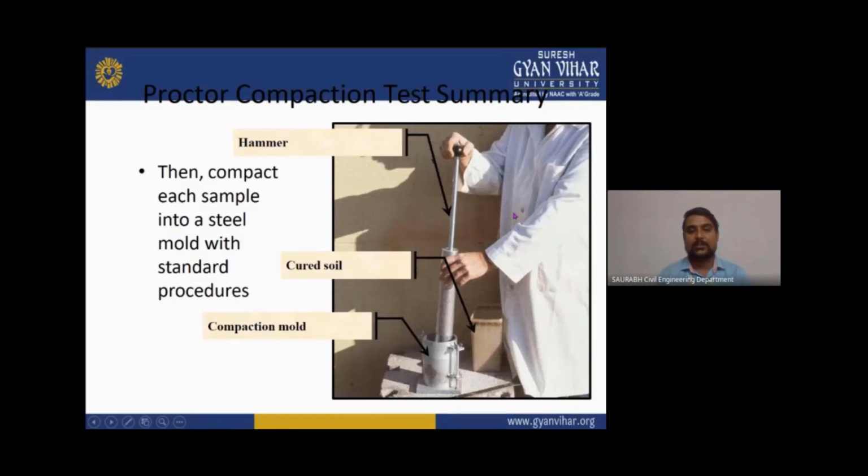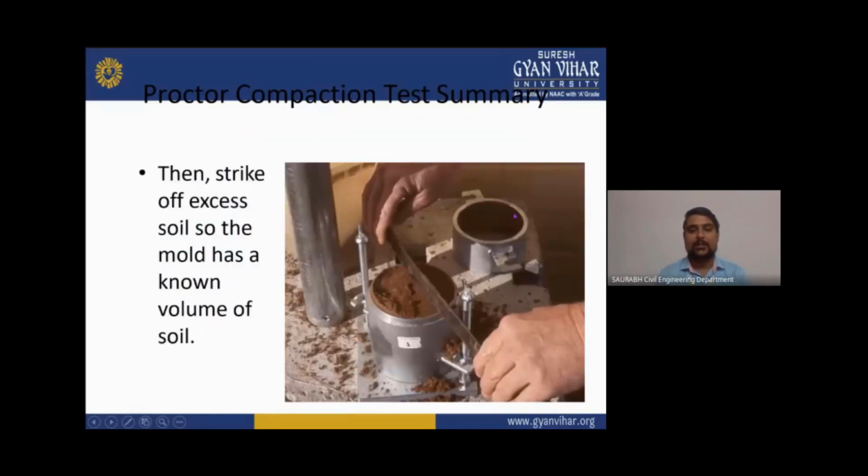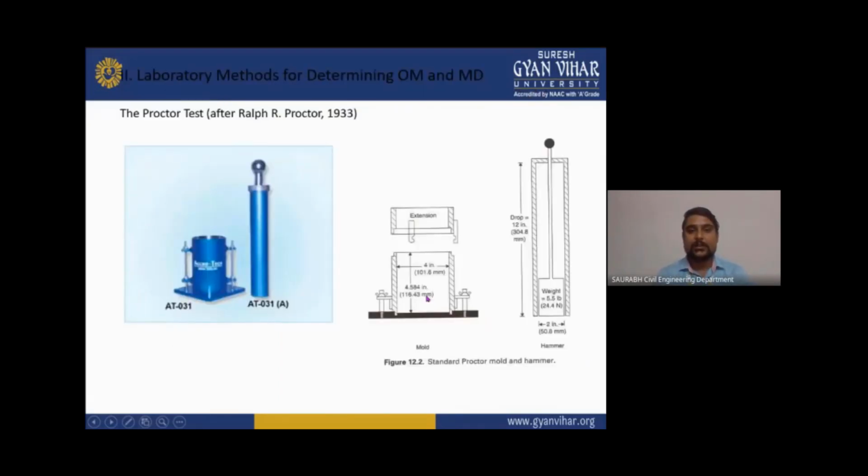Then compact each sample into the steel mold with the standard procedure, and the cured soil is also here, and the compacted mold is also here. Now we will see what will be the next. Then strike off the excess soil, so that the mold has a known volume of soil. As you can see here, we strike off the excess amount of soil from this mold, so that we can get the exact volume of the soil. Here, as you can see, is the laboratory method of determining optimum moisture content and maximum dry density. This is your image of the mold and standard Proctor mold with the hammer.